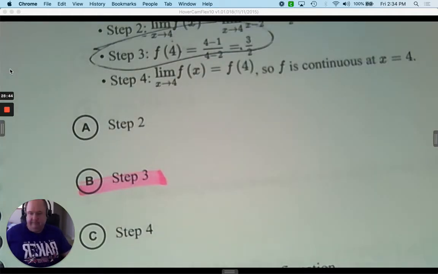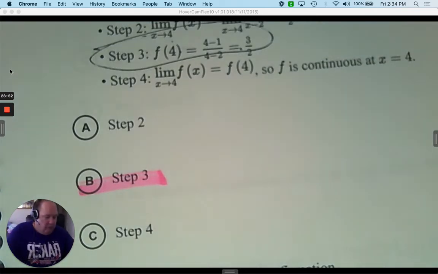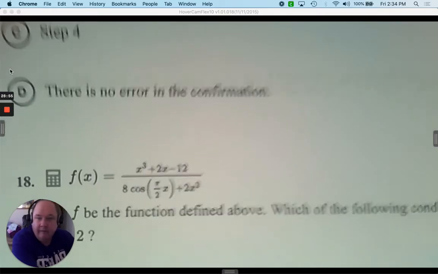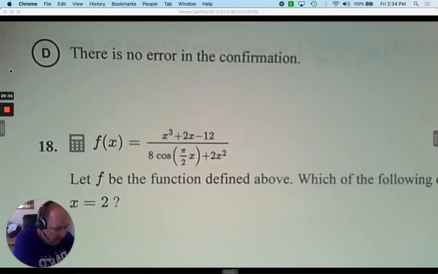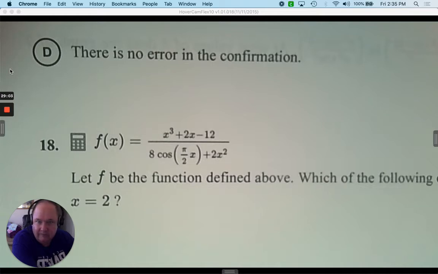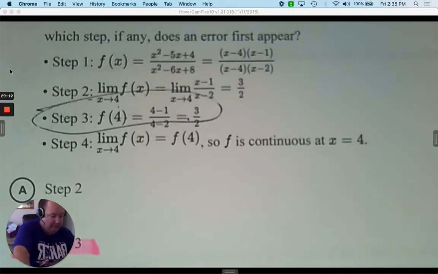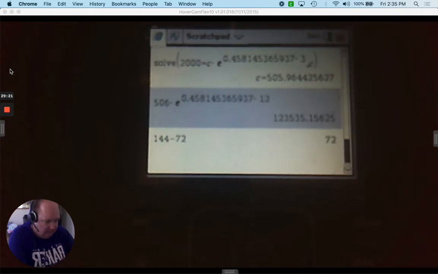Number 18. This is a calculator question, so I'm going to use a calculator. For f of x, let f be the function defined above. Which of the following conditions explains why f is not continuous at 2? First of all, does the limit exist at 2? I'm going to type it in and see if the limit exists at 2. Can you take out your calculator with me and see if it exists? How do I do a limit with a calculator again? Let me clear this.